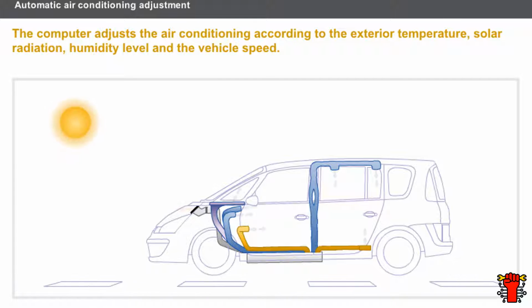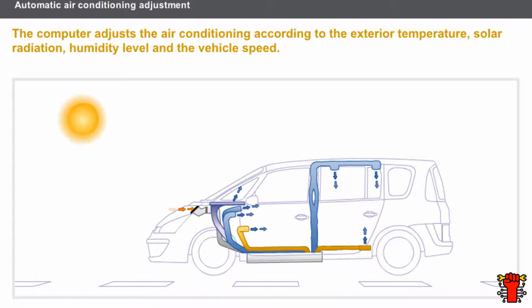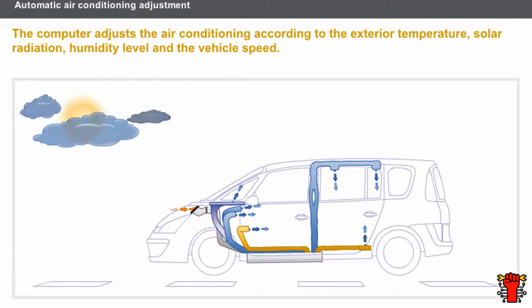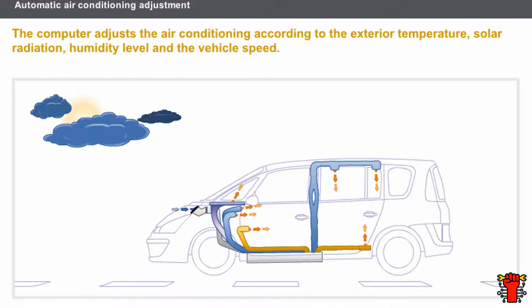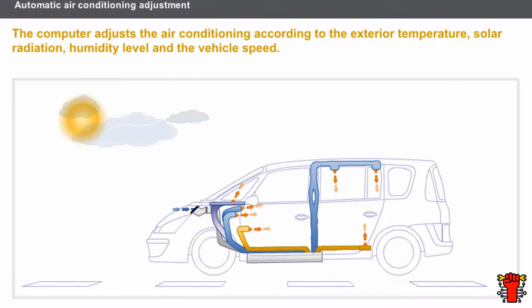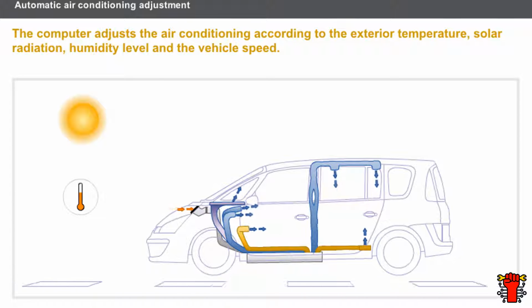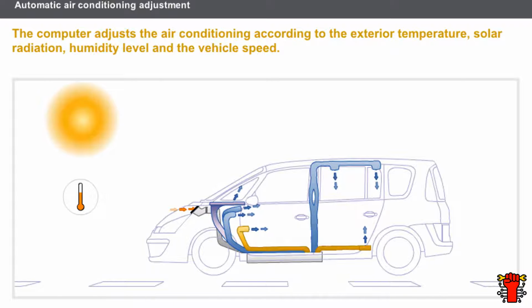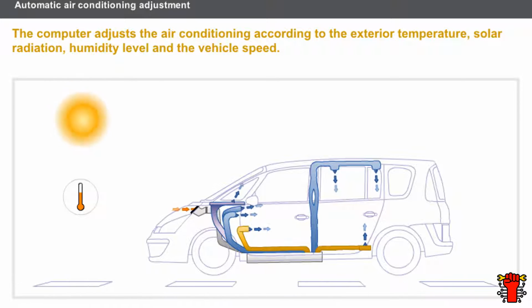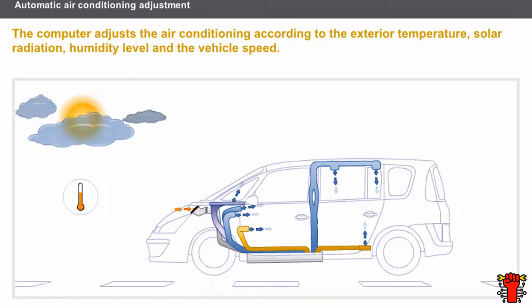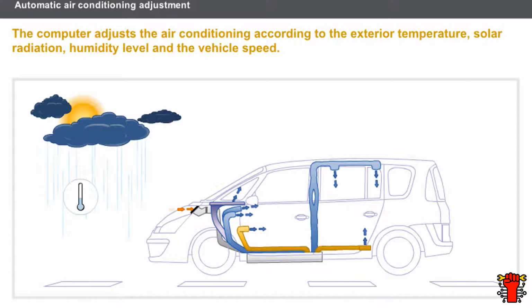When automatic mode is in use, the controls of the air conditioning computer develop continuously and are adapted to variations in the external conditions. The computer adjusts the air conditioning according to the following external conditions: exterior temperature, solar radiation, humidity level, and the vehicle speed.